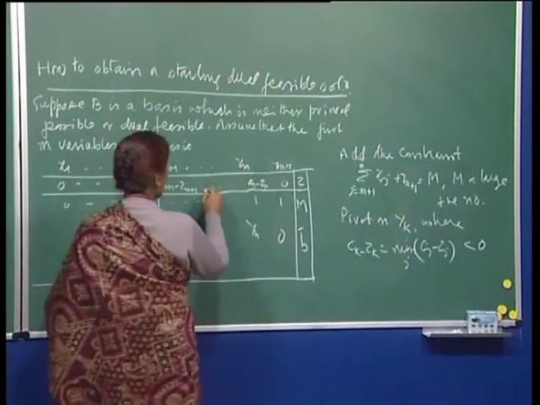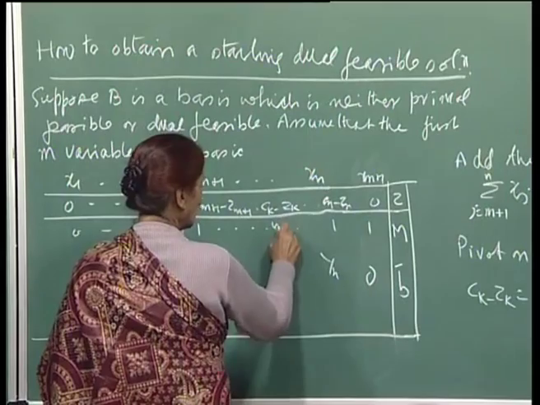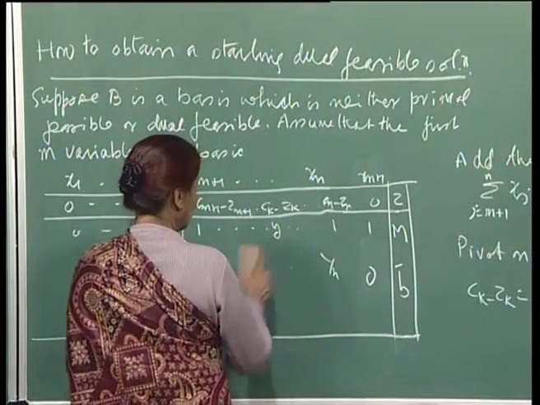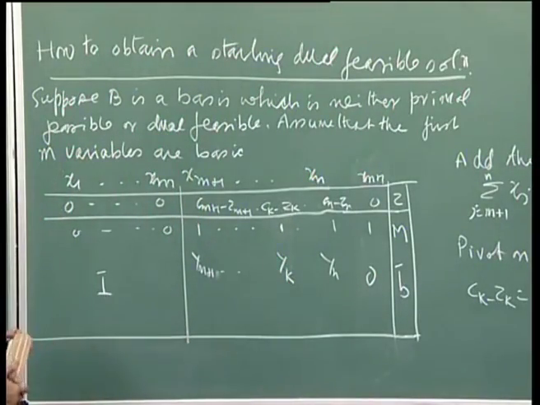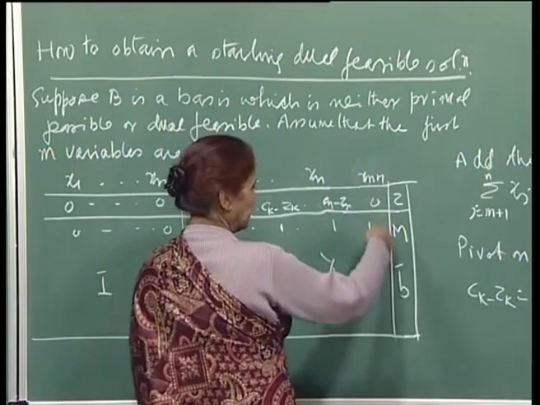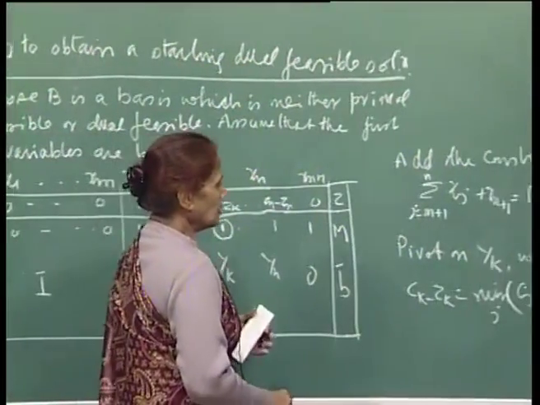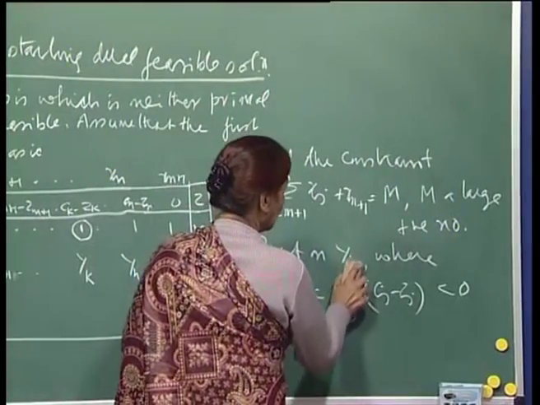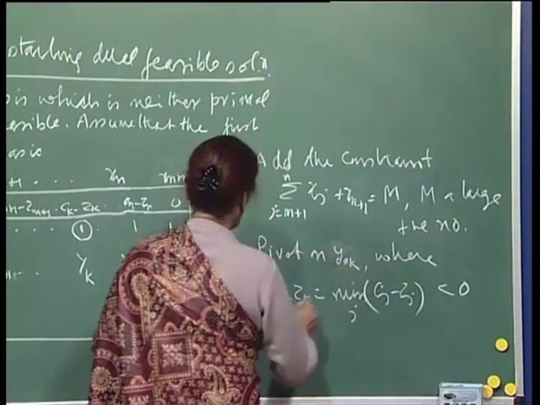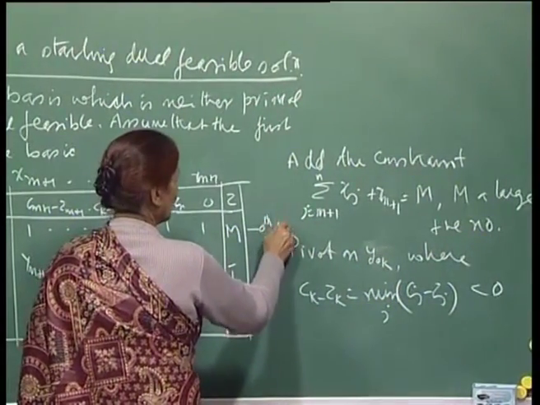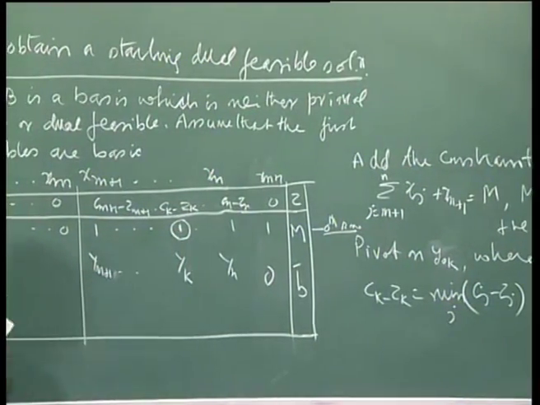Here you have C k minus Z k, and then I will pivot on this entry here, which is 1, and this is y k, because we want to remove this from the basis. So, let me make this more clear: pivot on y 0 k, where I am calling this the 0th row. Without any confusion, I write it there, but actually you are pivoting on this one.